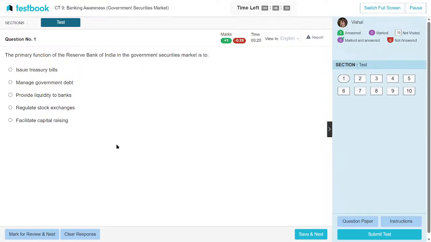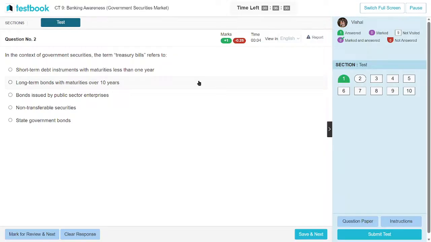What is the correct answer of this question, guys? Please tell me. The primary function of Reserve Bank of India in the government security market is to issue treasury bill, manage government debt, provide liquidity to bank, regulate stock exchange, facilitate capital raising. Manage government debt is going to be the correct answer.